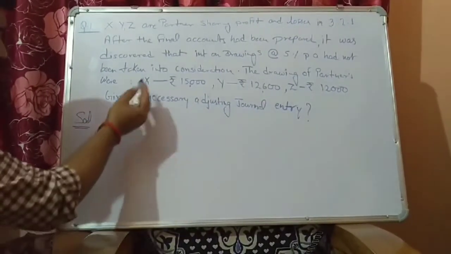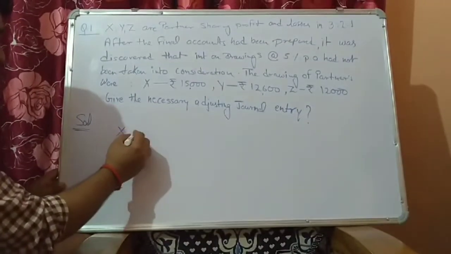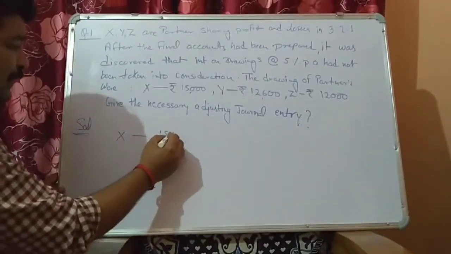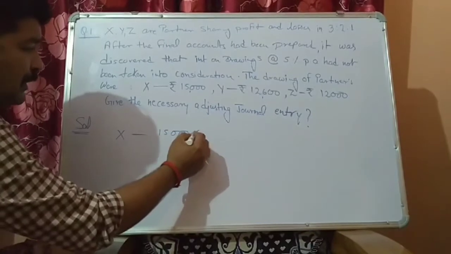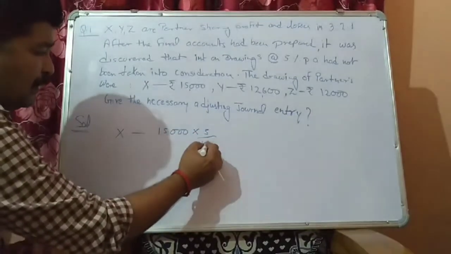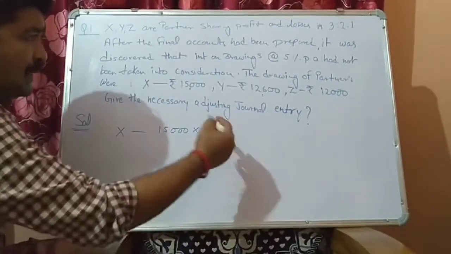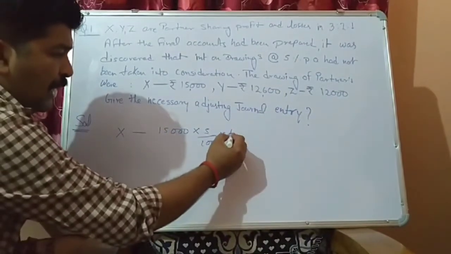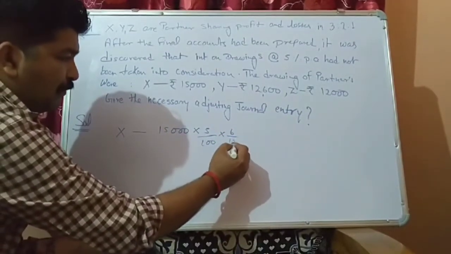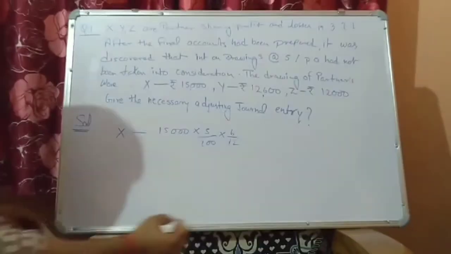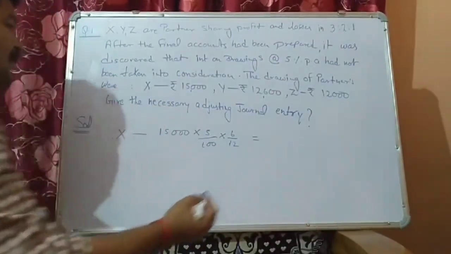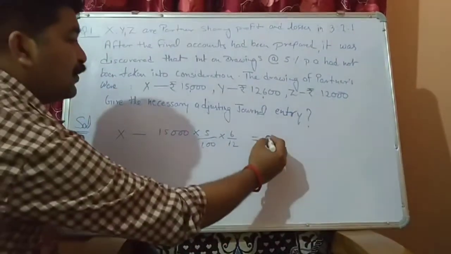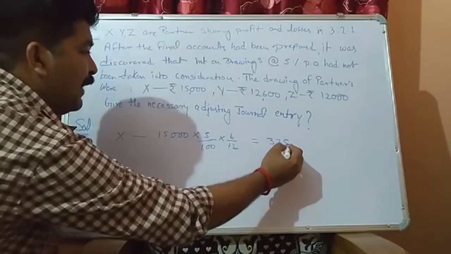Solution. First of all, calculate interest on drawing of X. 15,000 is the amount multiplied by 5 by 100 for the percentage, and as the time is not given, we will have to charge it for 6 months. So when you calculate this, you will get 375.